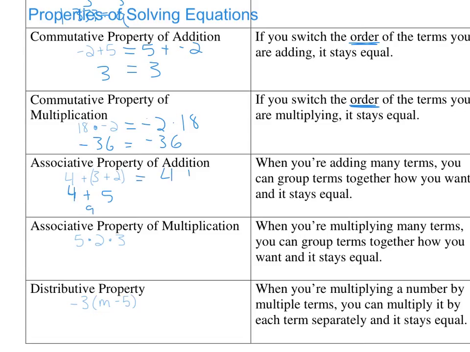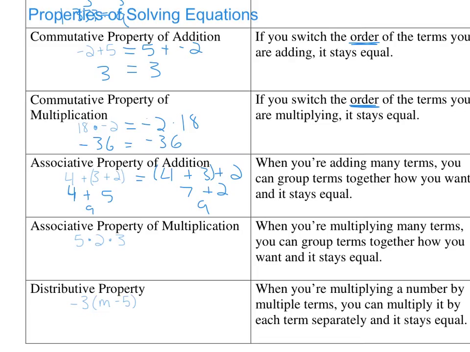But if I decided I'm adding the same numbers, 4 plus 3 plus 2, but I want to do the 4 and the 3 first, that'll turn into a 7 plus 2, and that's still 9. So no matter which ones I grouped together to do first, it still gave me the same answer both times.